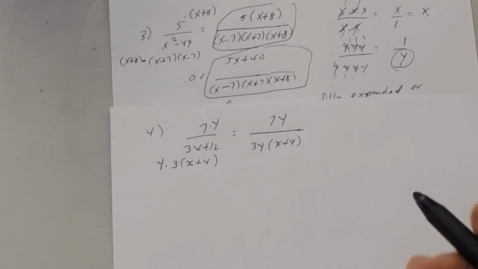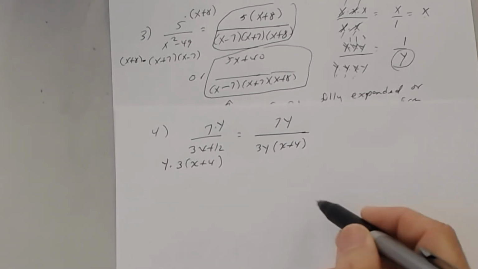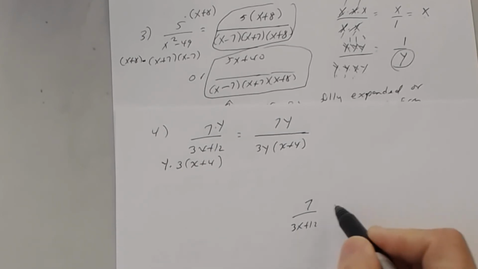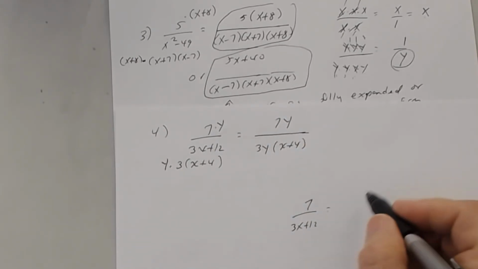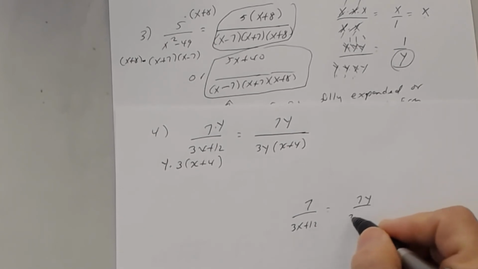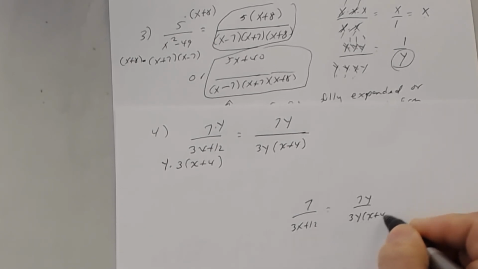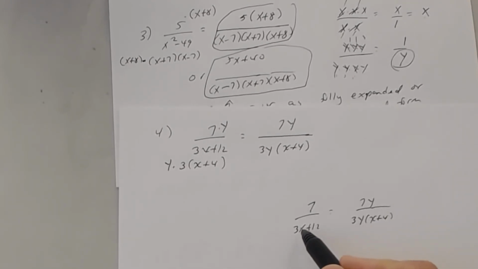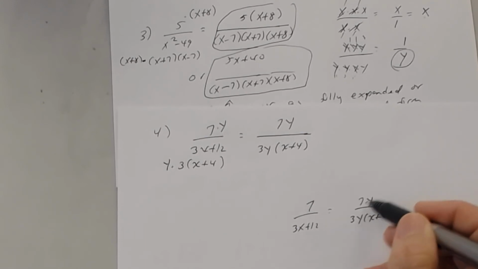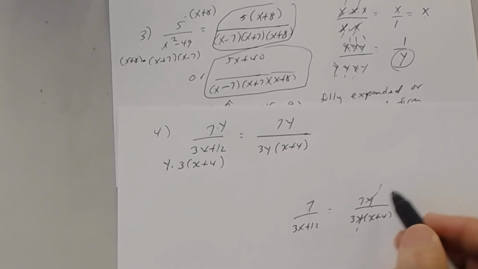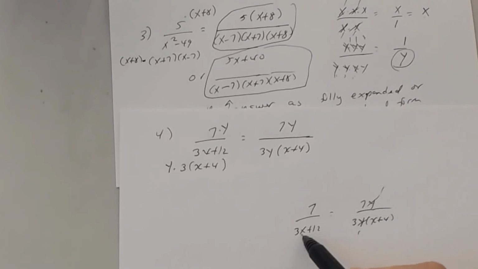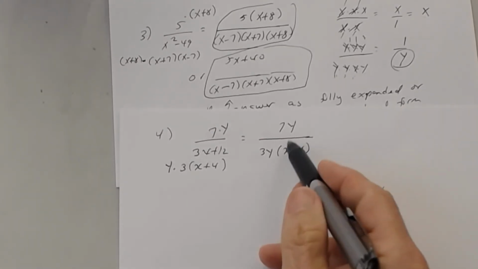And you know you can always check your work. Watch. This is what I started out with, right? And this is what I'm saying this is equal to: 7y divided by 3y times x plus 4. Do you agree? So if I reduce this, do I get this back? That's the question. What can I reduce here? The y's. That's the only thing I can reduce. What's the numerator? 7. What's the denominator in expanded form? 3x plus 12. All right, so this is your answer.